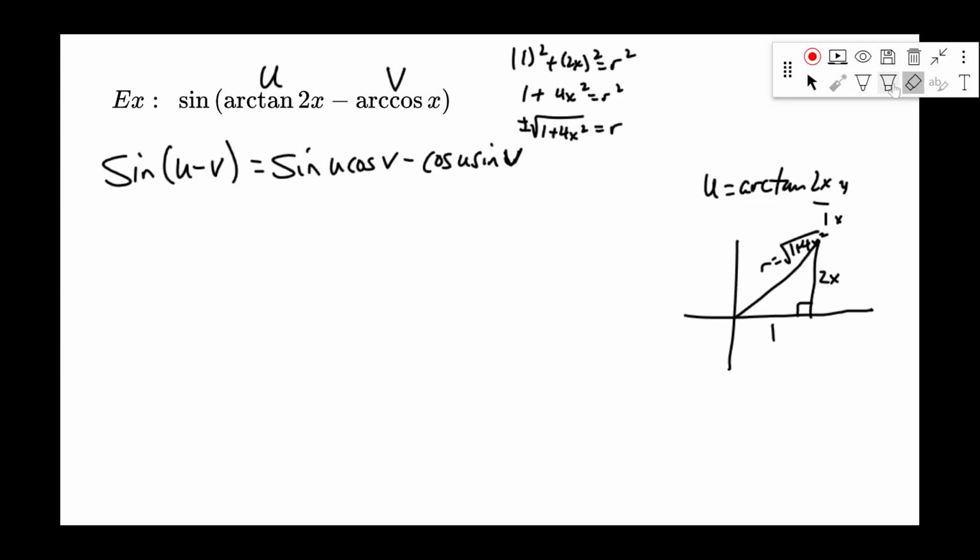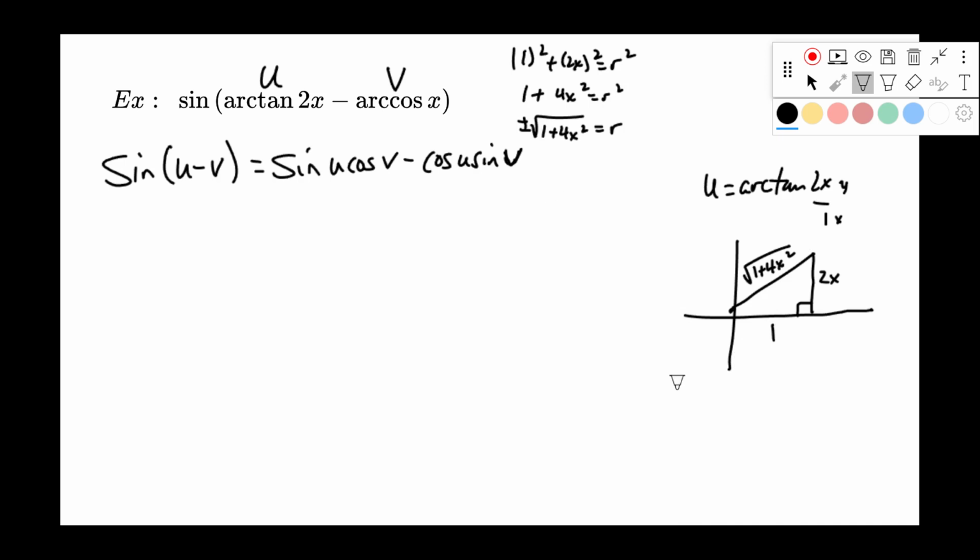Oh, let's try again. Oh, there goes the whole triangle. All right. So we'll go with the square root of 1 plus 4x squared. Okay, that's my first triangle.